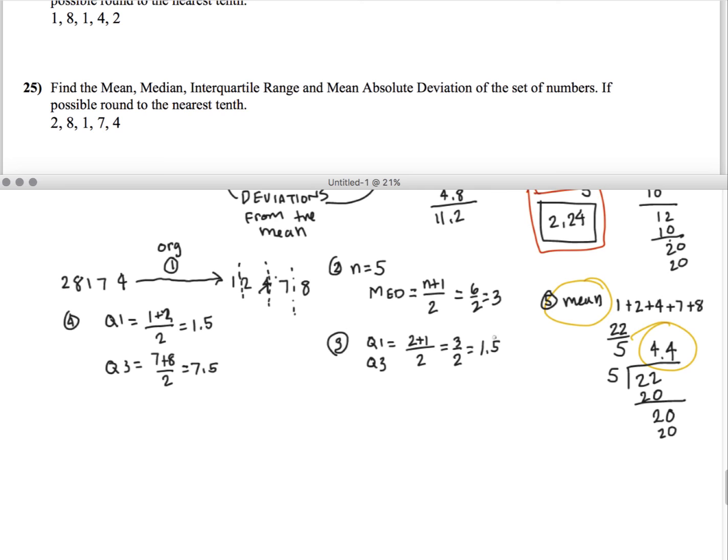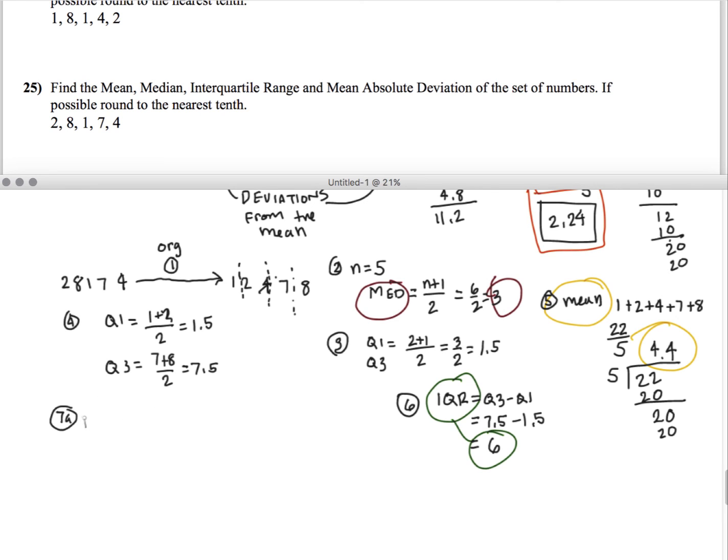Now, our median is 3. Our interquartile range is Q3 minus Q1. So that's 7.5 minus 1.5, and that's just 6. Great.